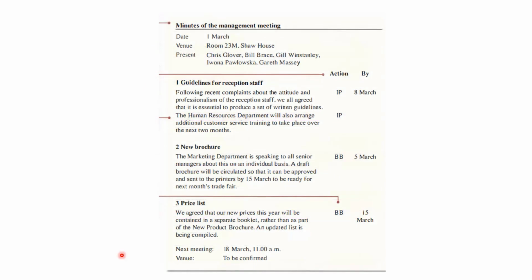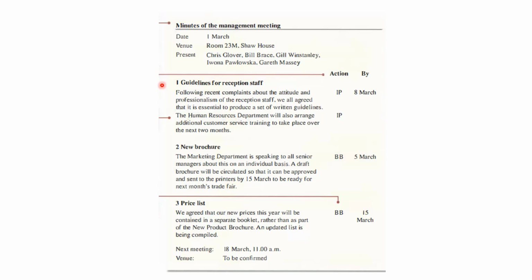Now let's move to another meeting minutes, but here we need to analyze the language. Here we start with the title or the name of the meeting, minutes of the management meeting. We have the date, 1st of March, venue, room 23M show house, present: all the attendees. After that, we have the body divided into 3 points. The first, guidelines for reception staff, 2, new brochure, and 3, price list. And next to each point, you will find action and then some initials of the name of the person who will be responsible for taking the action. Here we have date, which is the date of the deadline.